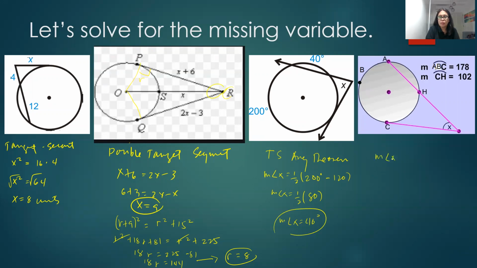Here, the measure of angle X equals 1/2 the difference between the intercepted arcs. So we have 178 less 102. So the measure of angle X equals 1/2 of 178 less 102, so we have 76 here. So the measure of angle X equals 38 degrees. And this is about the tangent secant angle theorem. So I hope you were able to understand the discussion.